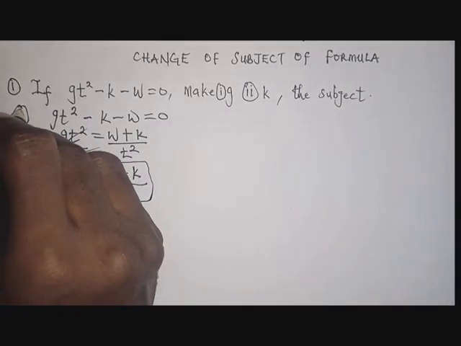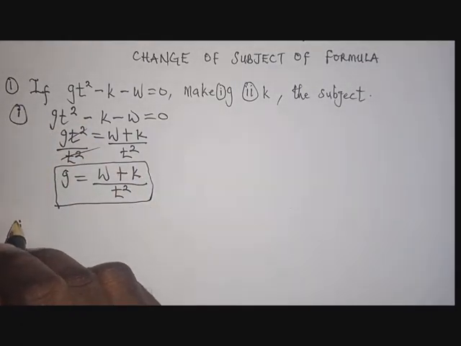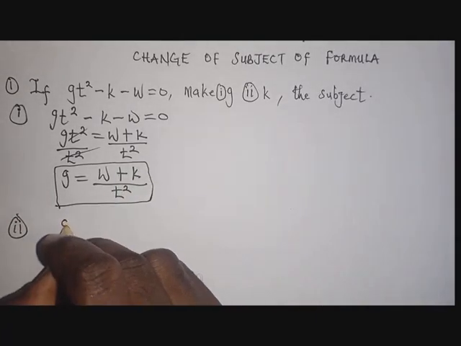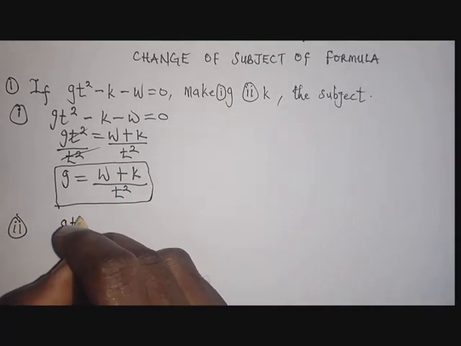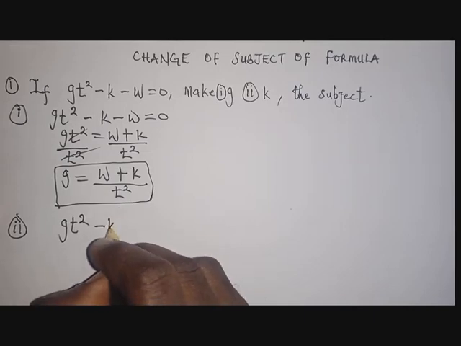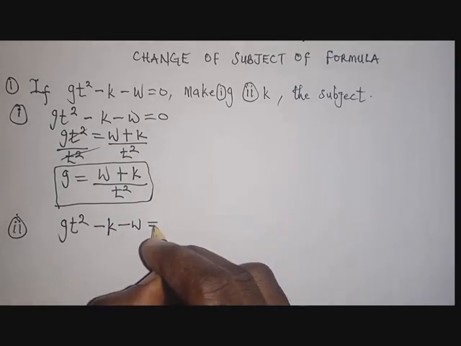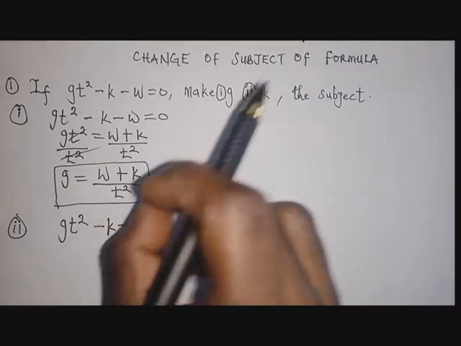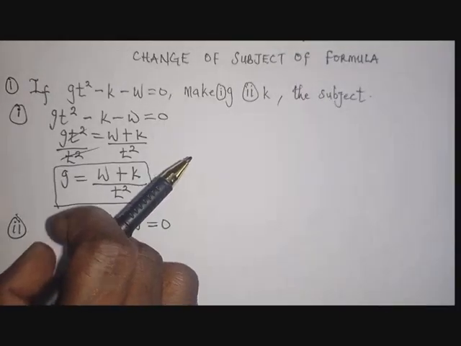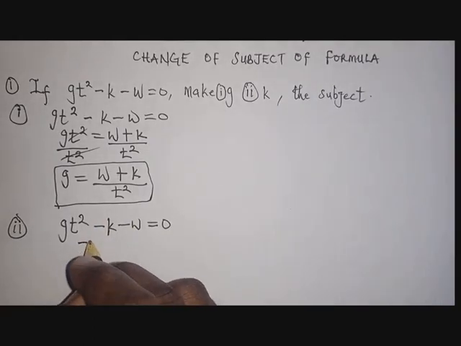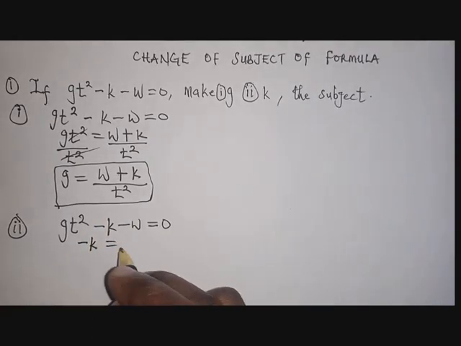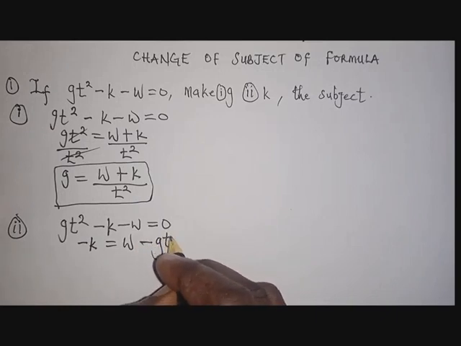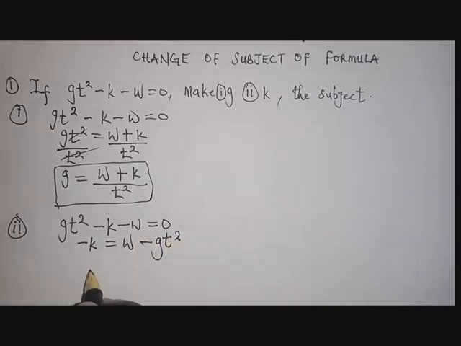So for the second part of the question, it says make k the subject of the formula. So from the same equation, we have gt squared minus k minus w equals 0. So this time I'm going to take minus w to the other side and also gt squared. So I'm going to be left with minus k equals w minus gt squared.